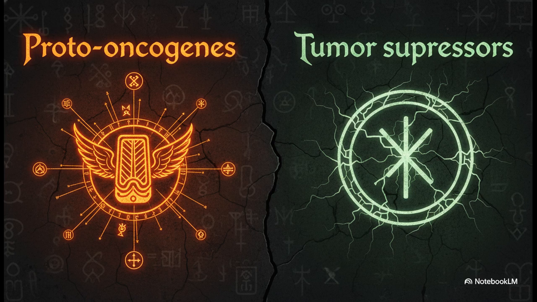Proto-oncogenes are like the gas pedal. They tell the cell to grow and divide. So, upregulating them is like flooring it. Tumor suppressors, on the other hand, are the brakes. They tell the cell to stop. So downregulating them is like cutting the brake lines. Either way, you're heading for a crash. Uncontrolled growth, which is exactly what cancer is.